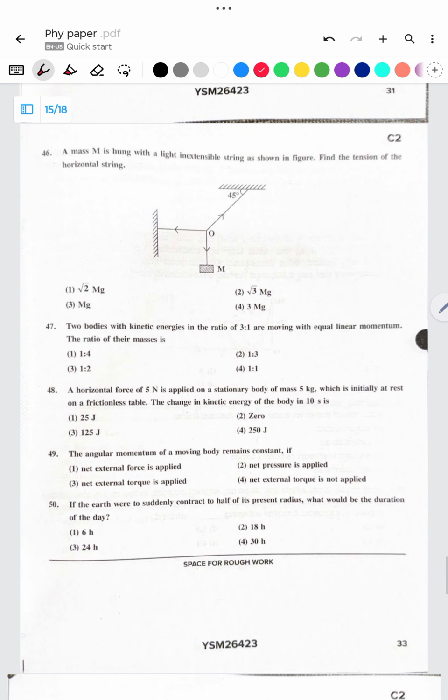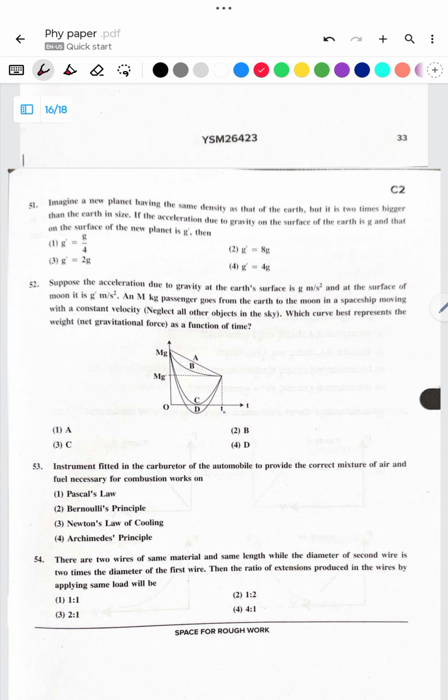Next, coming up to the 46. For 46, option is 3. For 47, option is 2. For 48, option is 4. For 49, option is 4. For 50, option is 1. For 51, option is 3. For 52, option is 4. For 53, option is 2.